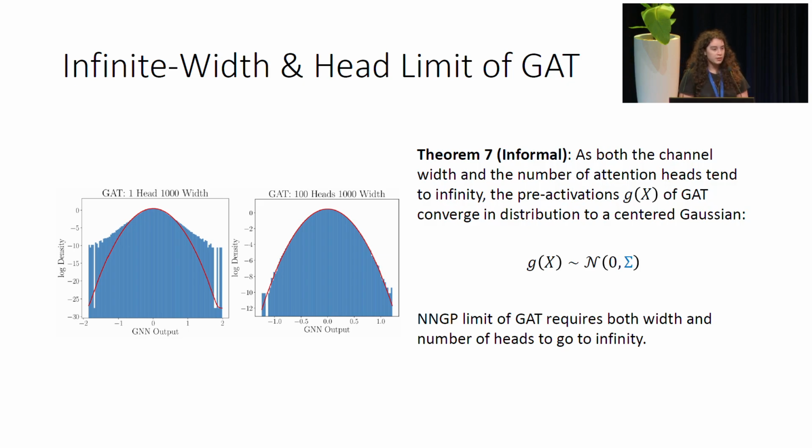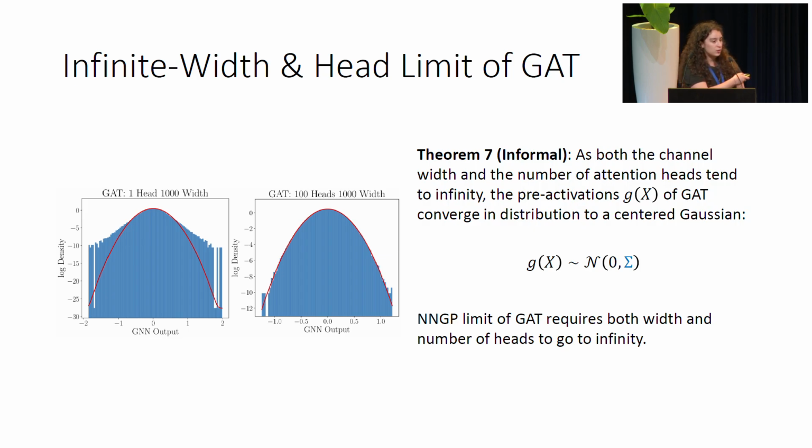So unlike their Gaussian graph convolution network counterparts, it's not enough to just take the width to be large for graph attention networks' output to converge to Gaussian, as you see in this figure. We need both the number of heads and width to be large. And in our work, we show formally that as both the channel width and number of attention heads tend to infinity, this pre-activation G converges to a Gaussian distribution with a specific kernel matrix sigma.